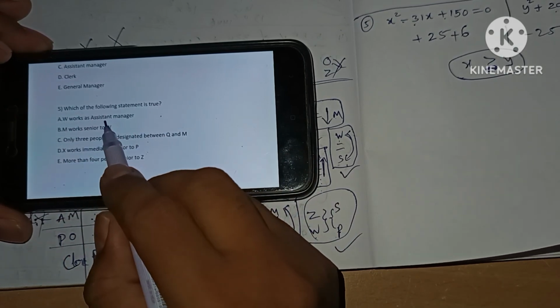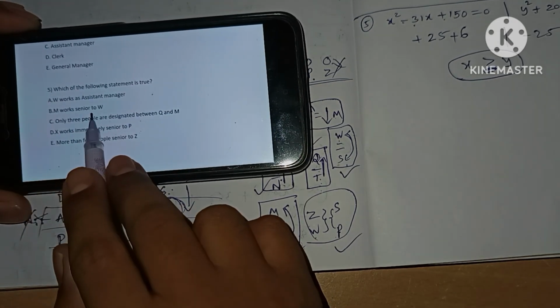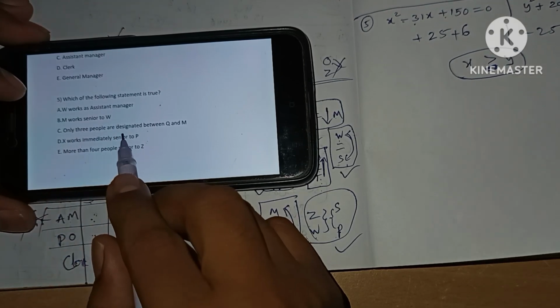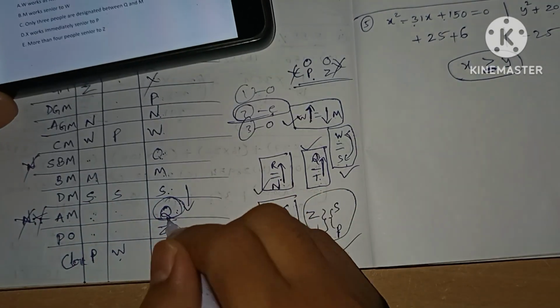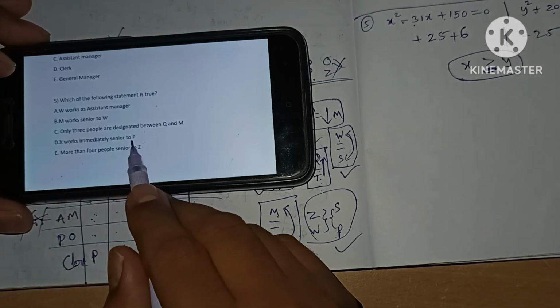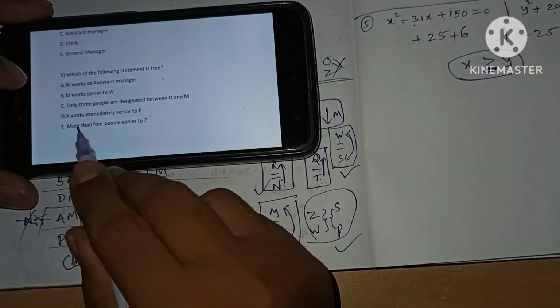W works as assistant manager. No. M works senior to M. No. Only 3 people are designated between Q and M. Q here, M here. No. X works immediately senior to P. Yes. Option D is our answer.